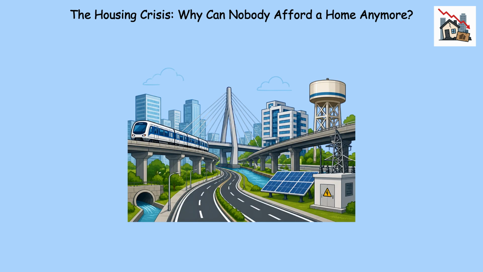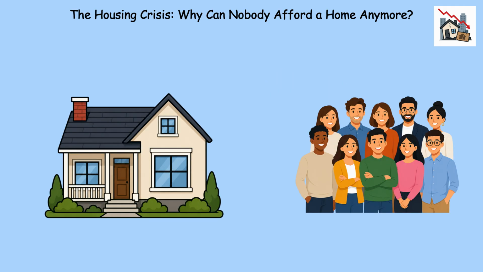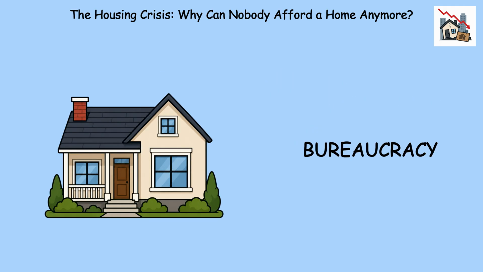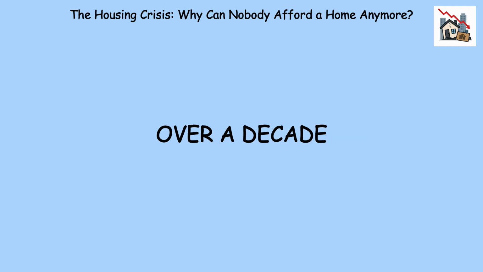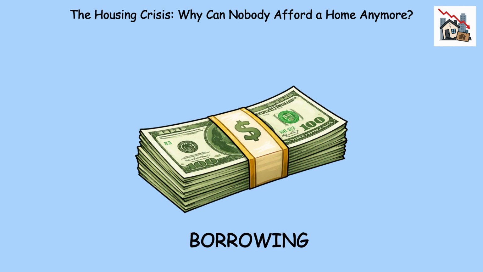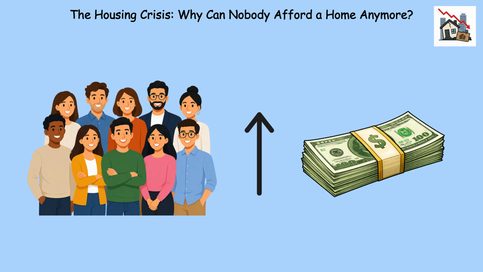First, supply. In most major cities, we simply stopped building enough homes where people actually want to live. Between zoning laws and bureaucracy, new construction has stalled, while the population keeps flocking to urban hubs. Second, interest rates. For over a decade, borrowing money was incredibly cheap. This allowed people to bid higher and higher, driving prices into the stratosphere.